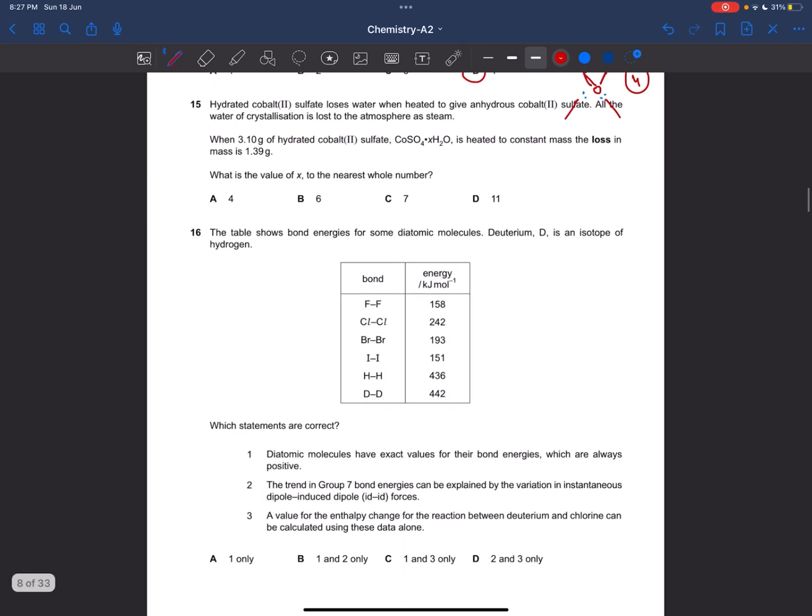15. Hydrated cobalt(II) sulfate loses water when heated to give anhydrous cobalt(II) sulfate. All the water of crystallization is lost to atmosphere as steam. When 3.10 g hydrated cobalt(II) sulfate is heated to constant mass, the loss in mass is 1.39 g. Okay, so the loss in mass means the water. The mass of water is 1.39. If we have to find the mass of anhydrous cobalt(II) sulfate, we basically do 3.10 minus 1.39, and this would give us 1.71, right?